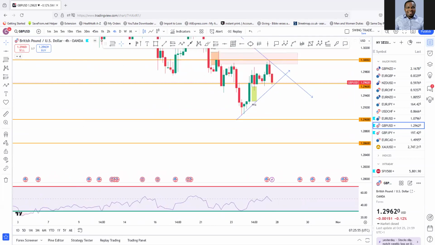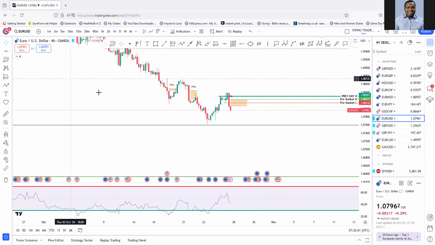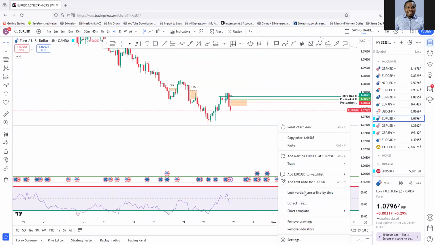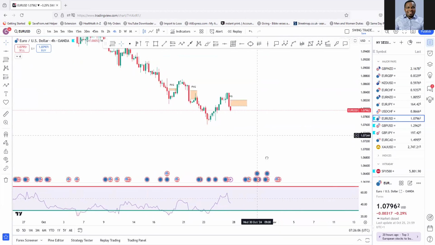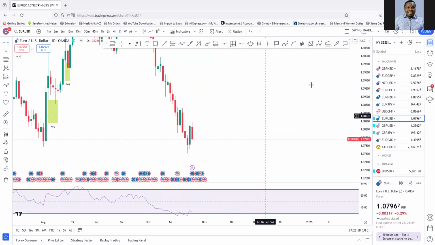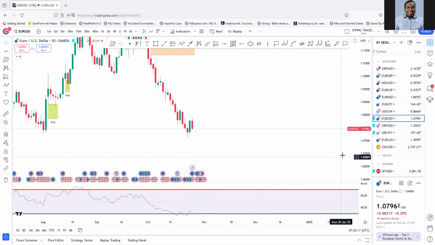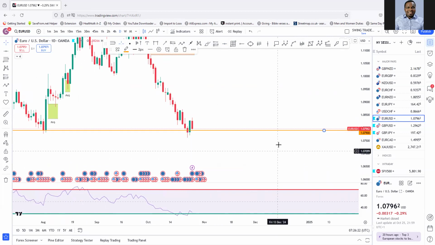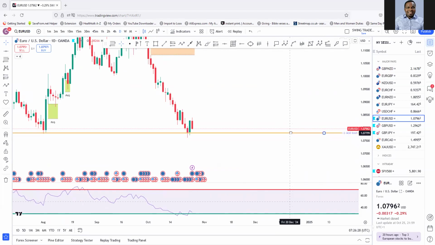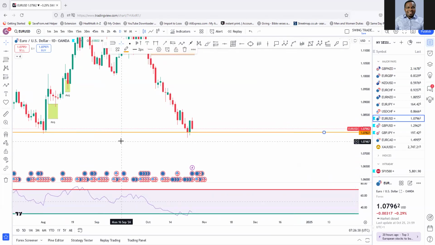So the same thing might go with GBP USD, Euro USD. The same thing goes with Euro USD. Let me just show you. Remove the drawing. If you go to the daily, you can see as well that we have this key area, which is majorly a support. We have the support area here that price created. So we have the support area at the zone.